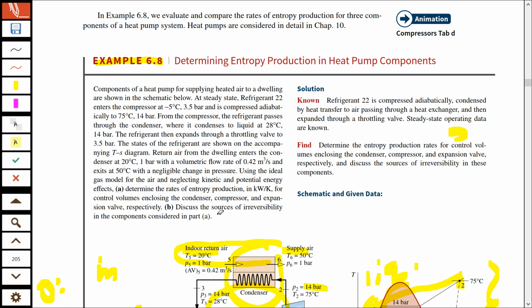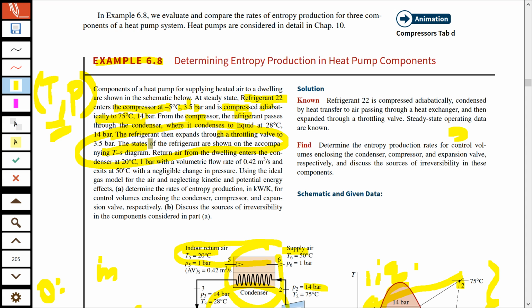So let me just find out. Okay, the refrigerant 22 enters the compressor. Pressure, temperature given. Then it's compressed adiabatically. So you know the process, adiabatic, no heat transfer, and temperature, pressure given again. Just note down that the temperature and pressure are used as a specification of the state. Then from the compressor, refrigerant passes through the condenser. And this is the process, this one. This is the throttling process.